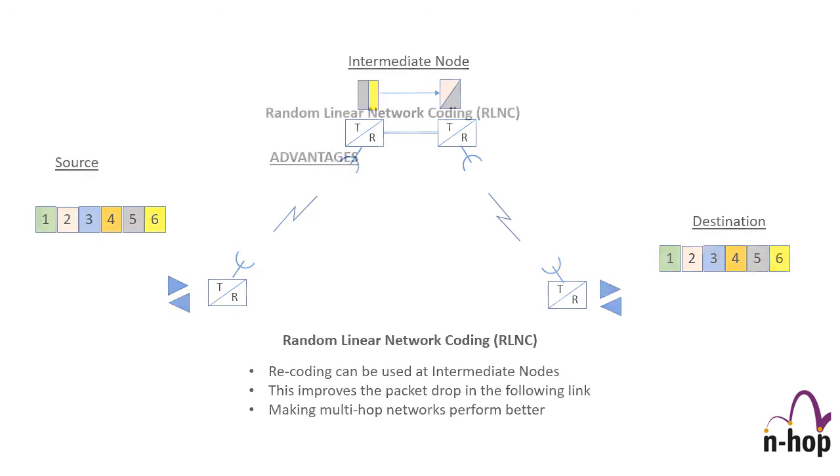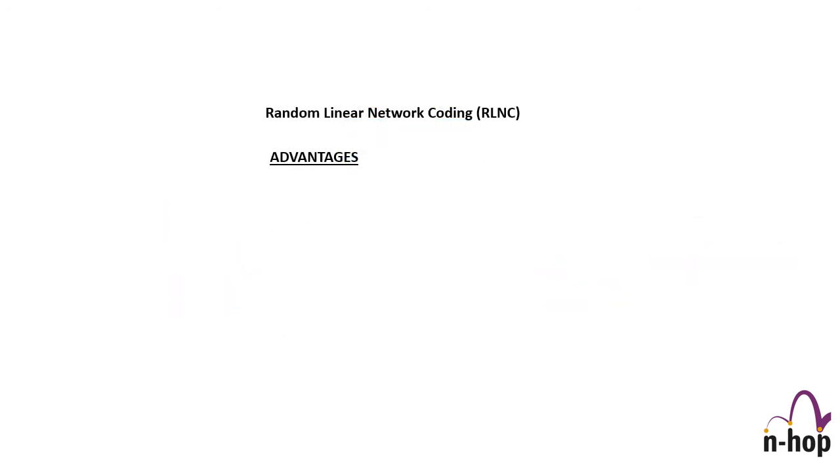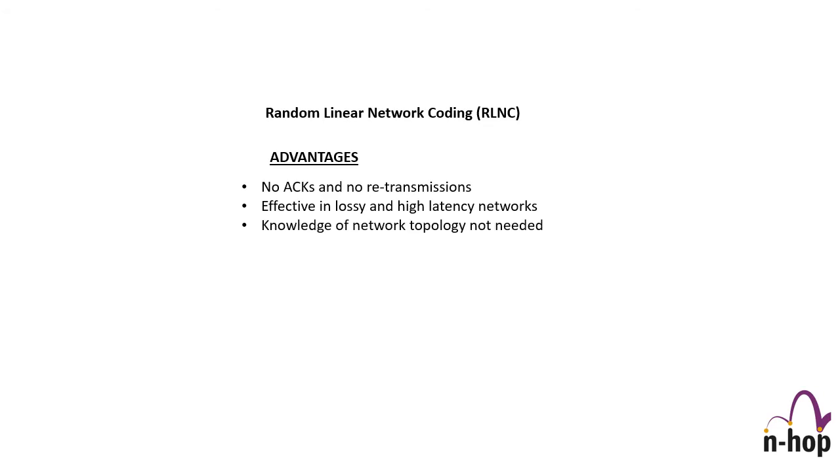We can therefore see that random linear network coding has some important advantages over TCP/IP. There are no acknowledgement messages and no retransmissions. This makes it suitable for networks having lossy or high latency links. There is no need to know the topology of the network and to devise a routing path through it. Any route through the network will work. Multicast is easy to implement. Recoding at intermediate nodes can be used to improve packet drop over lossy links, and that allows multiple hops, each one over a link with high degrees of packet drop.